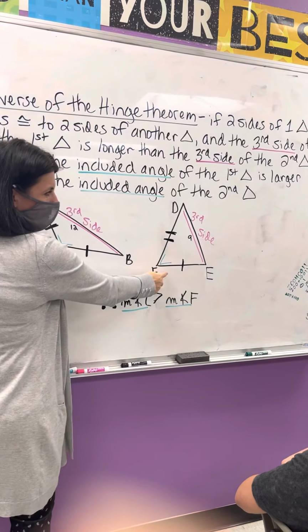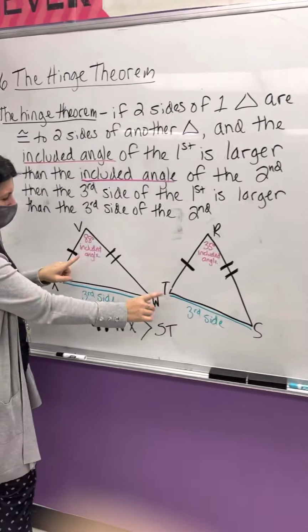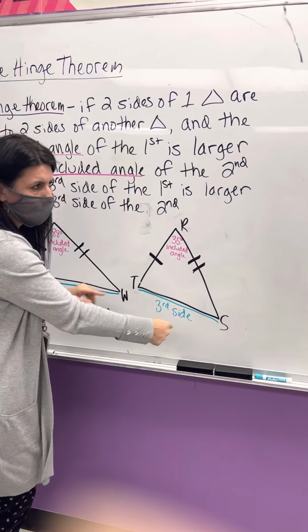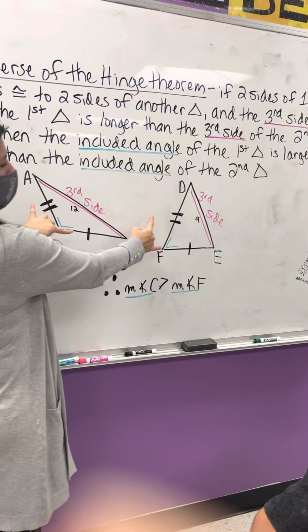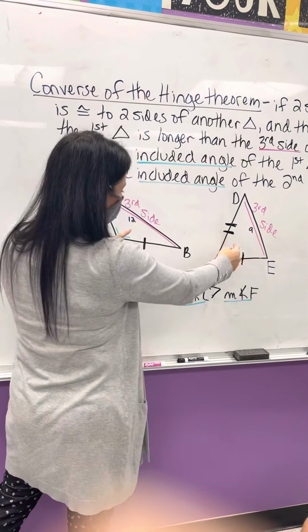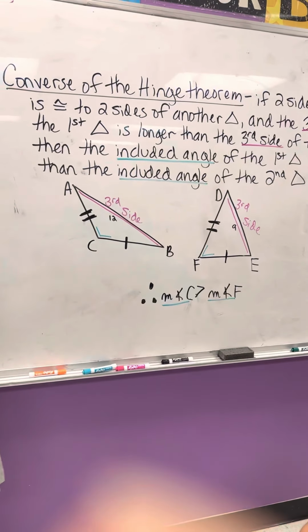So kind of recapping. Two congruent sides. This angle is bigger than this angle, so this side is bigger than this side. For the converse, two sets of congruent sides. This side is bigger than this side, so this angle is bigger than this angle. Do you guys hear that converse in there? Okay, let's look at some examples.